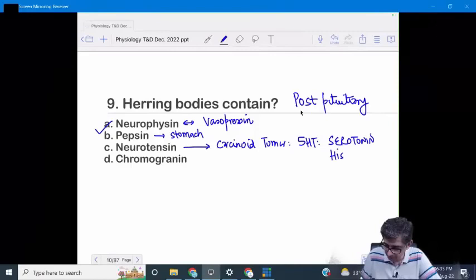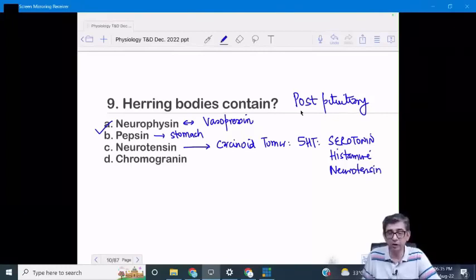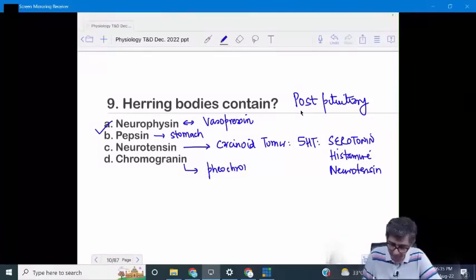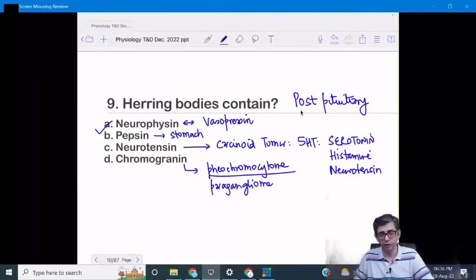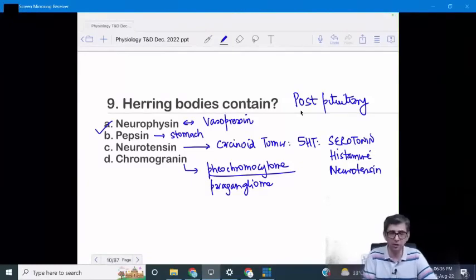Neurotensin is a 5-HT derivative. We read about it with respect to carcinoid tumor. And chromogranin का पढ़ते हैं तो chromogranin is what we read with pheochromocytoma. And if pheochromocytoma is outside the adrenal medulla, then we call it paraganglioma. Chromogranin is one of the products which is produced in pheochromocytoma slash paraganglioma. Yes, the correct answer for question number 9 is option number A.